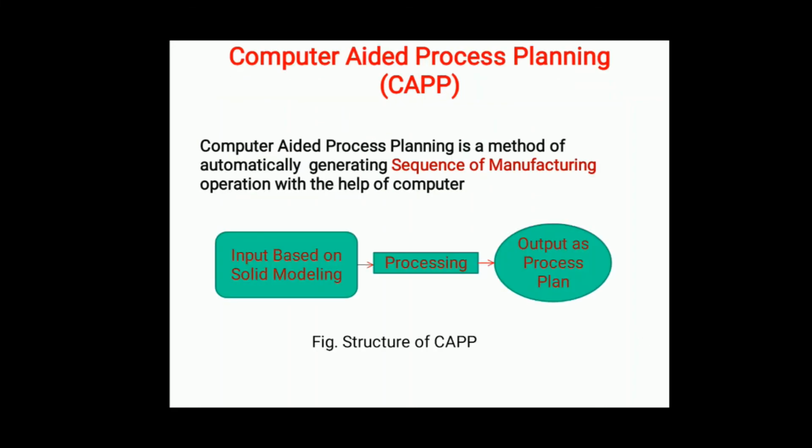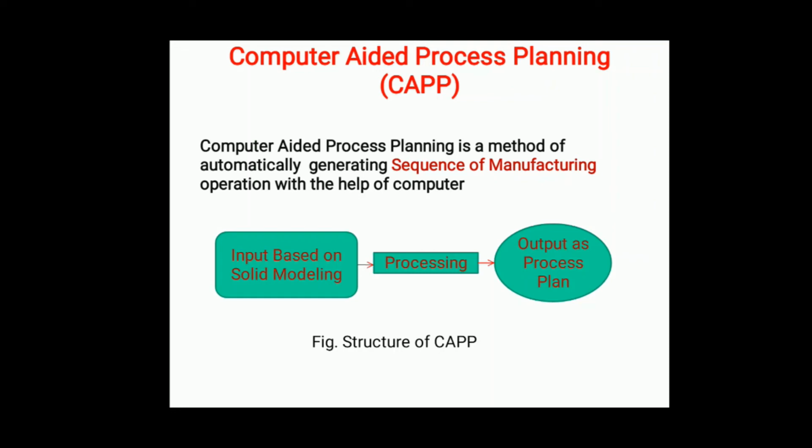Next important point is computer aided process planning. Computer aided process planning is nothing but a linkage between CAD and CAM. It is a process or method of automatically generating a sequence of manufacturing operations with the help of the computer. You can see here a figure in terms of a flowchart. First it is input based solid modeling, then we go for processing, and afterwards we get the output as a process plan. This is one definition of CAPP.